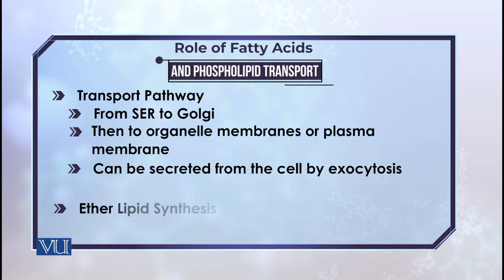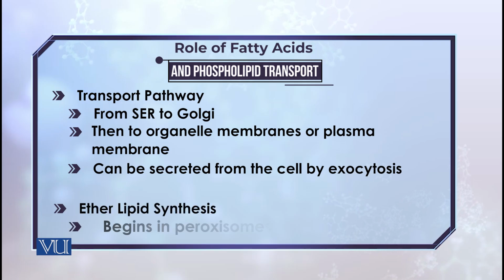Then there are also phospholipids which are ether containing phospholipids. We have already told you some very important ones, like plasmalogens, which are very important ether containing phospholipids, and the phospholipids involved in inflammatory responses. They are also ether containing phospholipids. They begin their route towards the cell membrane or exocytosis in the peroxisomes.